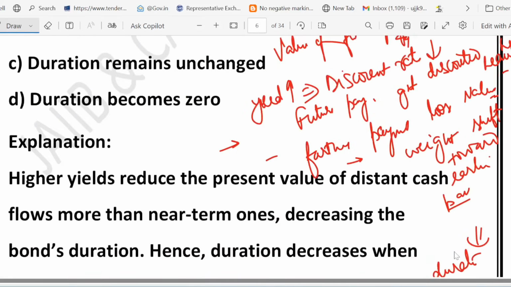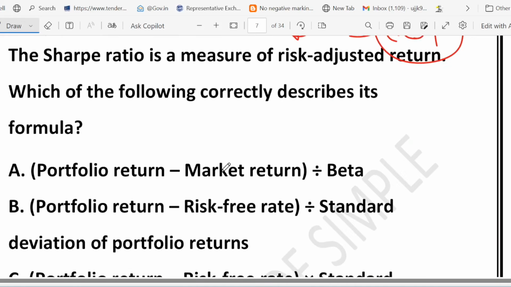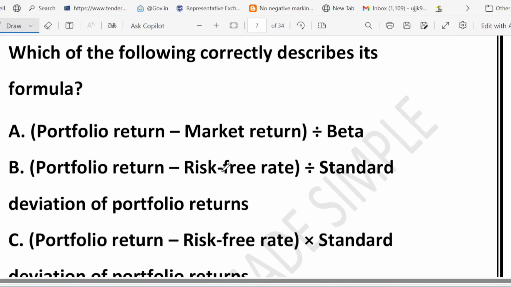So that's why option number B is the correct answer here. What about which of the following correctly describes the formula? So four formulas are given here.